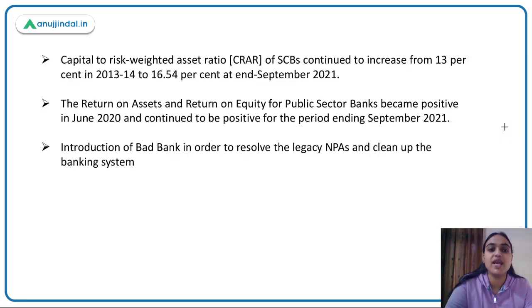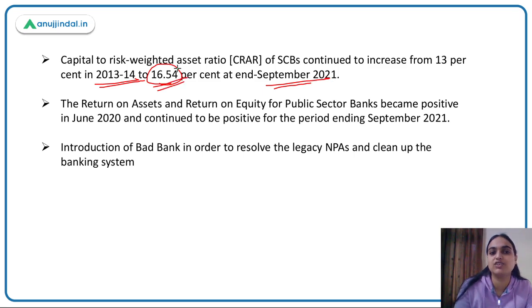Then coming to the capital to risk weighted assets, how much capital are the banks maintaining against the risky assets? The more the capital they maintain, the more it will help them during the stressed times. So the CRAR maintained by scheduled commercial banks continued to increase from 13% in 2013-14 to 16.54% at the end of September 2021. So banks jo CRAR maintain kar rahe hain over time wo badha hai, and it has increased to this very value at the end of September 2021. Talking about the return on assets, the return on the equity, so public sector banks have had positive returns.